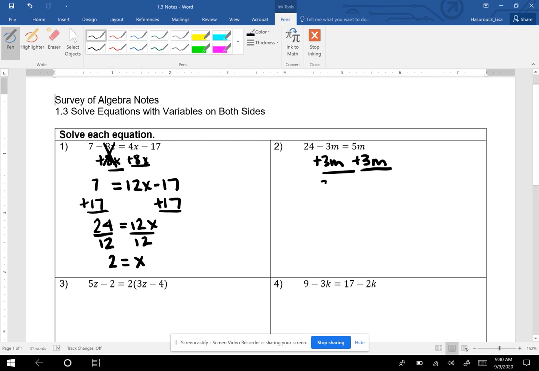When I do that, I have 24 on the left-hand side. The 3m's cancel out, equals 5m plus 3m is 8m. Now to get m alone, I'm going to divide both sides by 8. 24 divided by 8 is 3. So m equals 3.